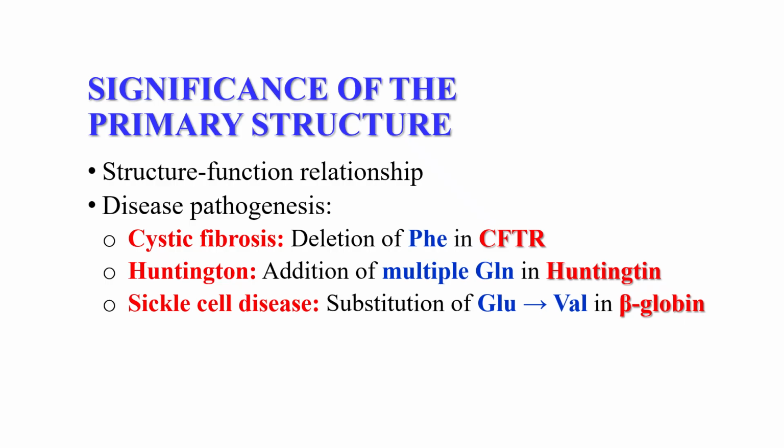There are many diseases which are caused by a change in the primary structure of a protein, such as cystic fibrosis, which is caused by deletion of a single phenylalanine residue from the primary structure of CFTR. Huntington disease, a neurodegenerative disease, is caused by addition of multiple glutamines in the primary structure of the Huntingtin protein. Similarly, sickle cell disease is caused by substitution of glutamate by a valine residue in the primary structure of the beta globin chain.